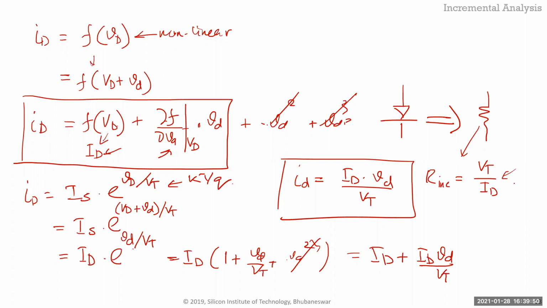And if you remember, this is also a small signal for something else. What is it? Transconductance of a BJT, right? VT over ID. So that's what you have done. You have taken a nonlinear element and linearized it to a linear resistor, right? Because it's a two-terminal device. That's why it becomes a resistor.